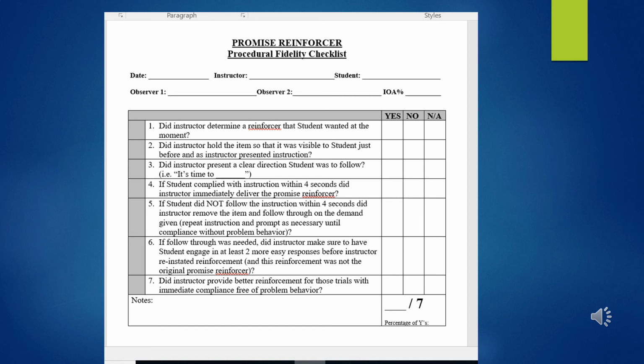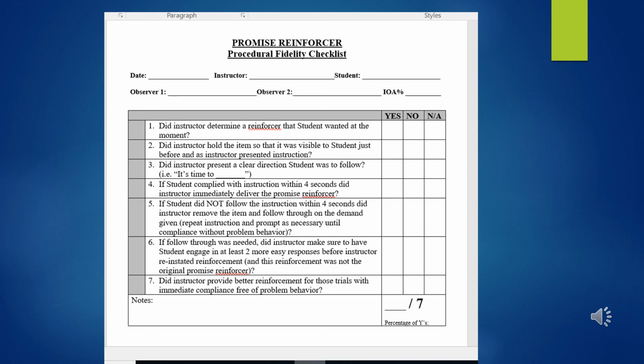So you just have at the top the date, the instructor, the student. There might be 2 people observing. Oftentimes, you really can't even get one person to observe. The staff member may just be filling it out on their own. IOA percent means the inter-observer agreement percent. So if there are 2 people observing, did they both agree that the staff member completed the steps as indicated?